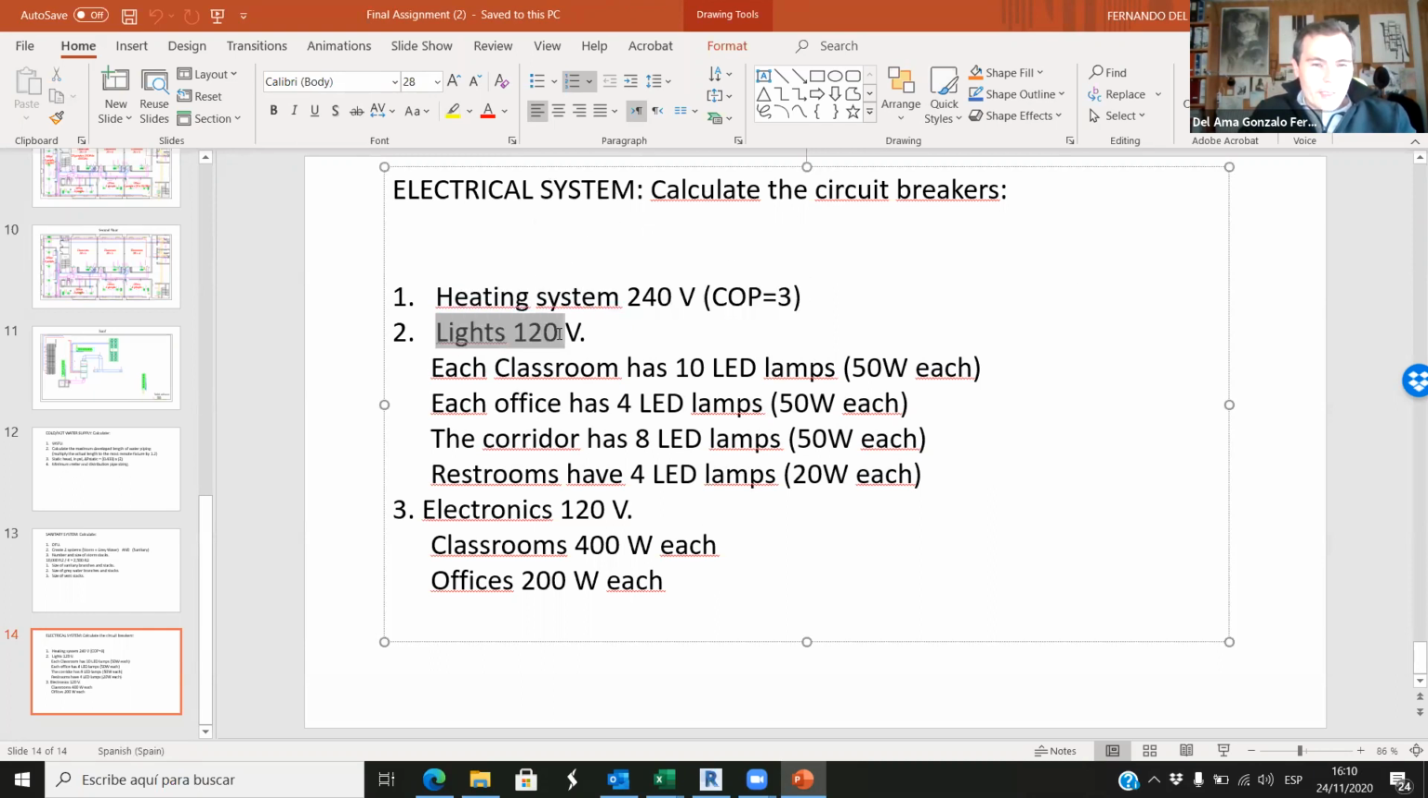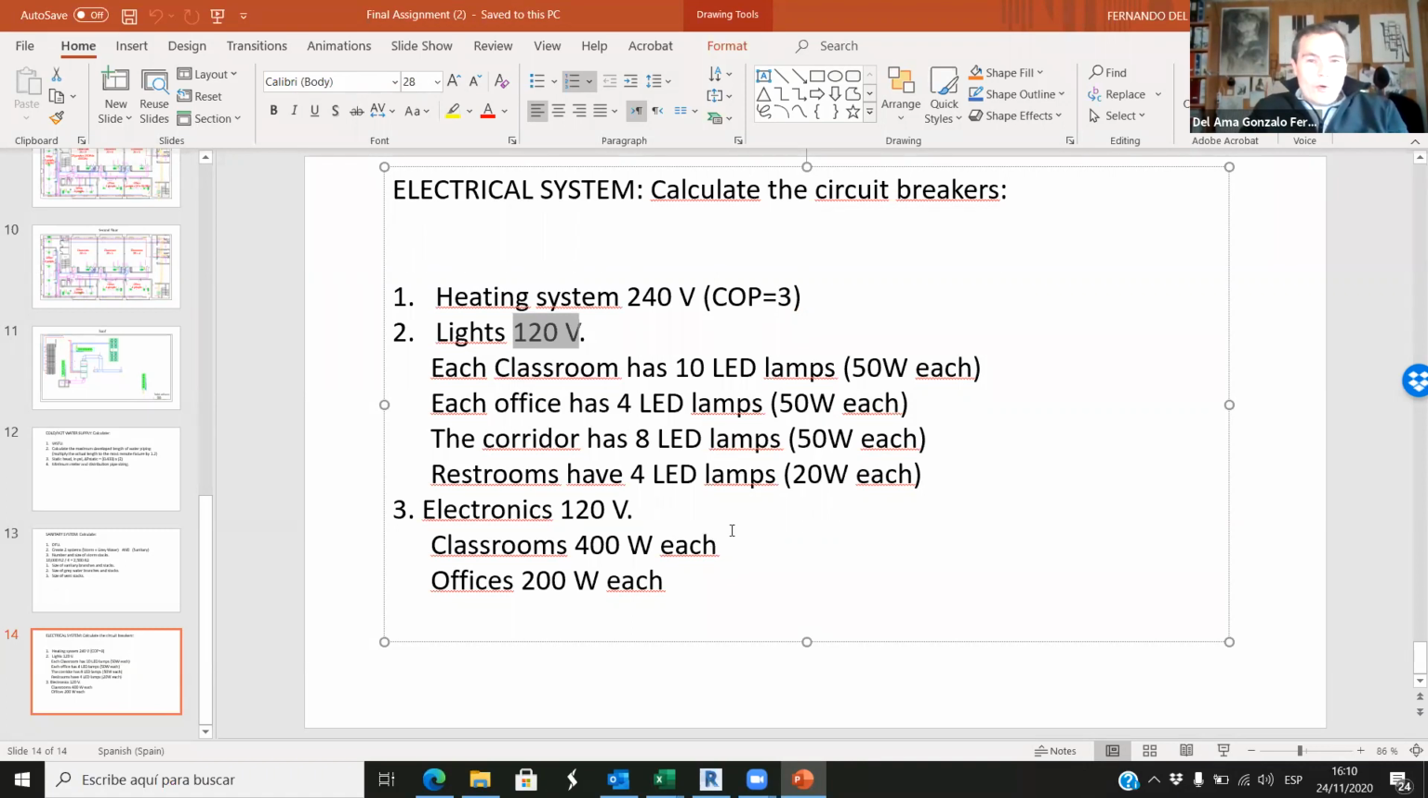But for the lights, we have this voltage, and depending on the power that we have here, so these are all the lights that we have in this building. Each classroom has 10 lamps, 50 watts each, and then the offices, the corridor, and the restrooms. So I told you that in this kind of public building, at least we have two circuits, one circuit for the first floor and the other one for the second floor.